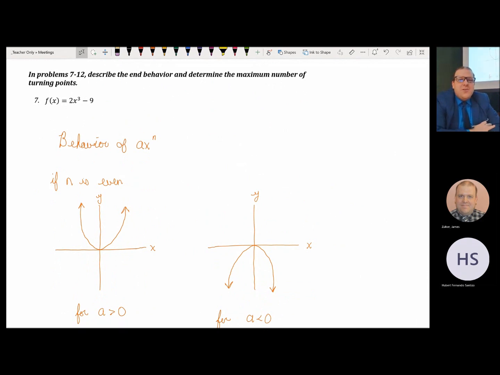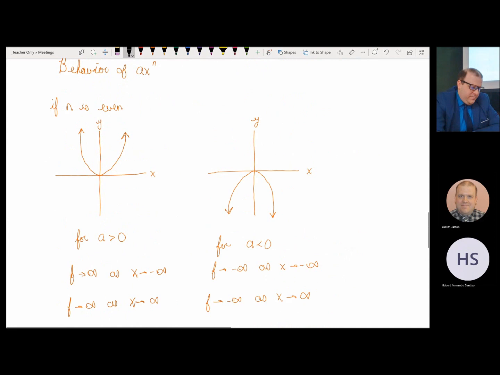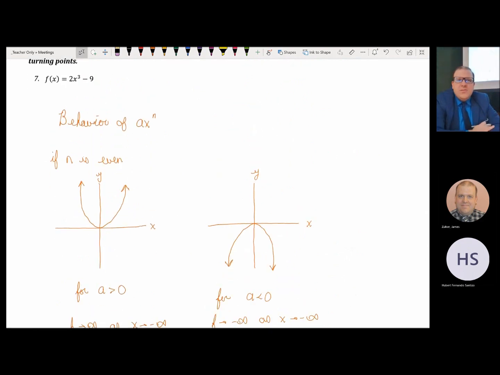Right, so look at our polynomial. What you want to do is identify the leading term, because that dictates how the function behaves at the ends, right? Again, that leading term is the dominant term. So what's the leading term? 2x cubed.